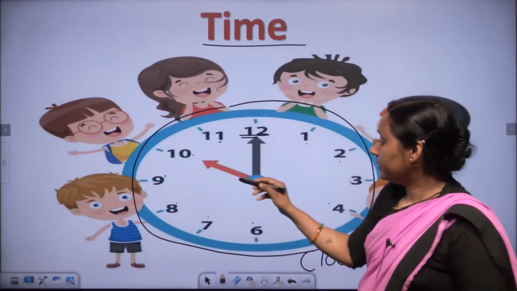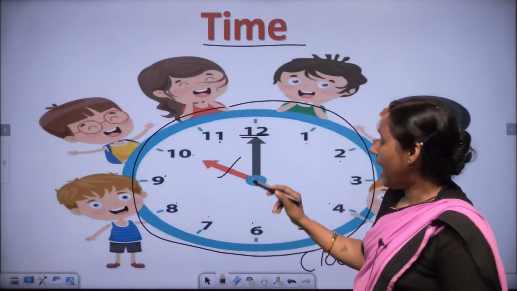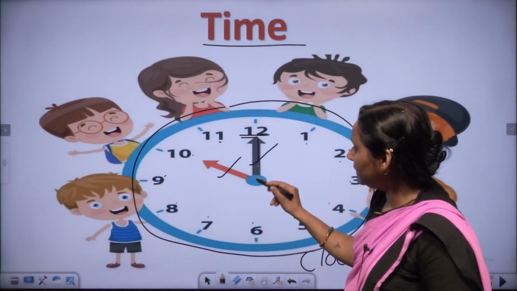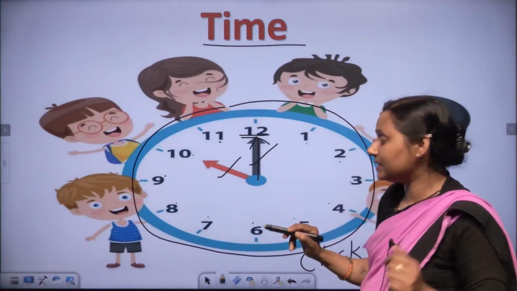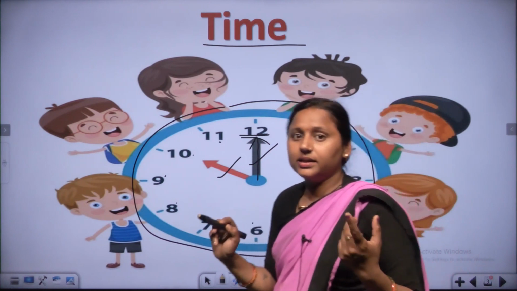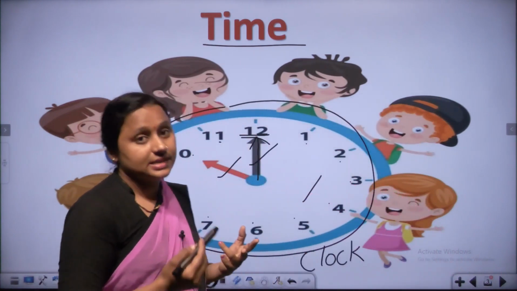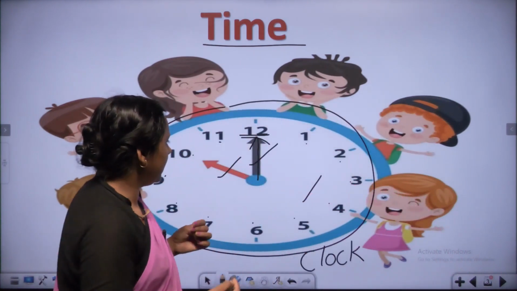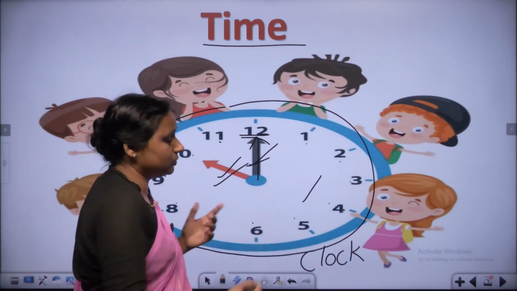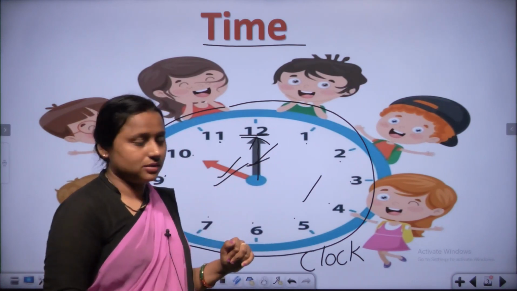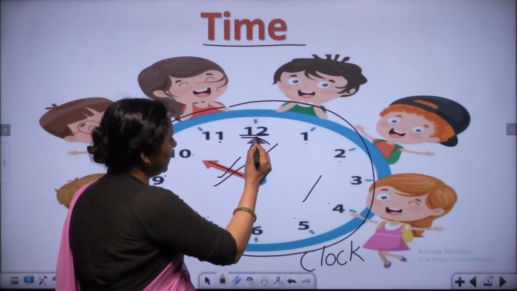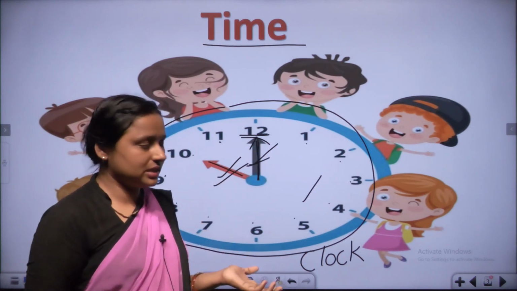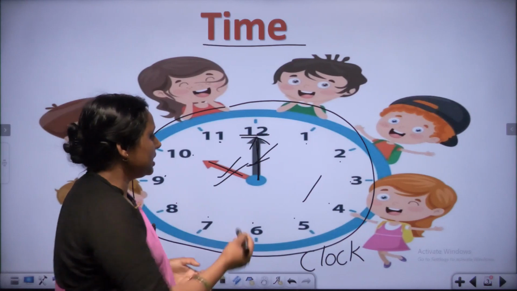Here red is one hand and black is another hand. Here are two hands in a clock and also another hand, we say second hand. Okay, three hands, but today we read only two hands. Red is one hand and black is another hand.